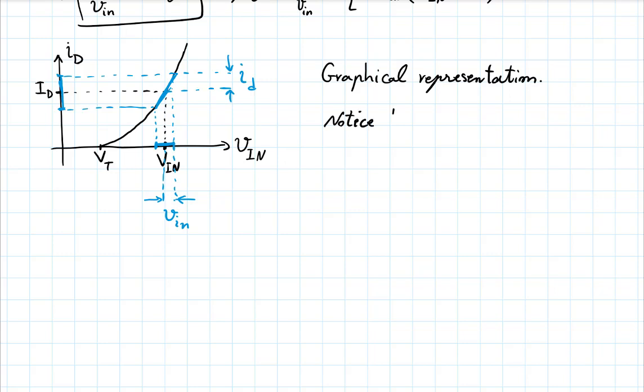Notice how the ratio ID over V in, which is GM, let's write that GM, which is the small signal ratio of these, your transconductance, depends on the bias. Where you are on that curve, because the slope would be different.